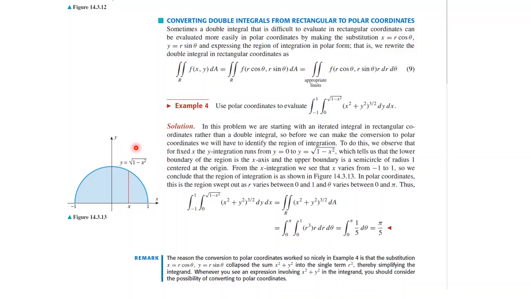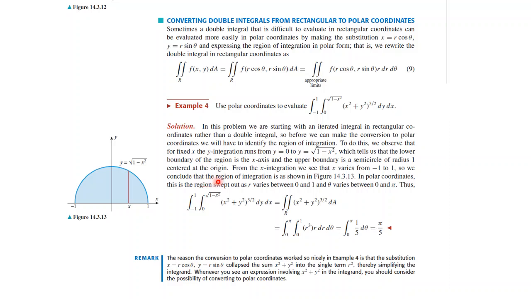So how is the radius 1? Here y equals root over 1 minus x square. If we square both sides, y square equals 1 minus x square. If we interchange, then x square plus y square equals 1. So that is a circle of radius 1. Here it is the semicircle whose radius is 1. From the x integration, we see that x varies from -1 to 1.